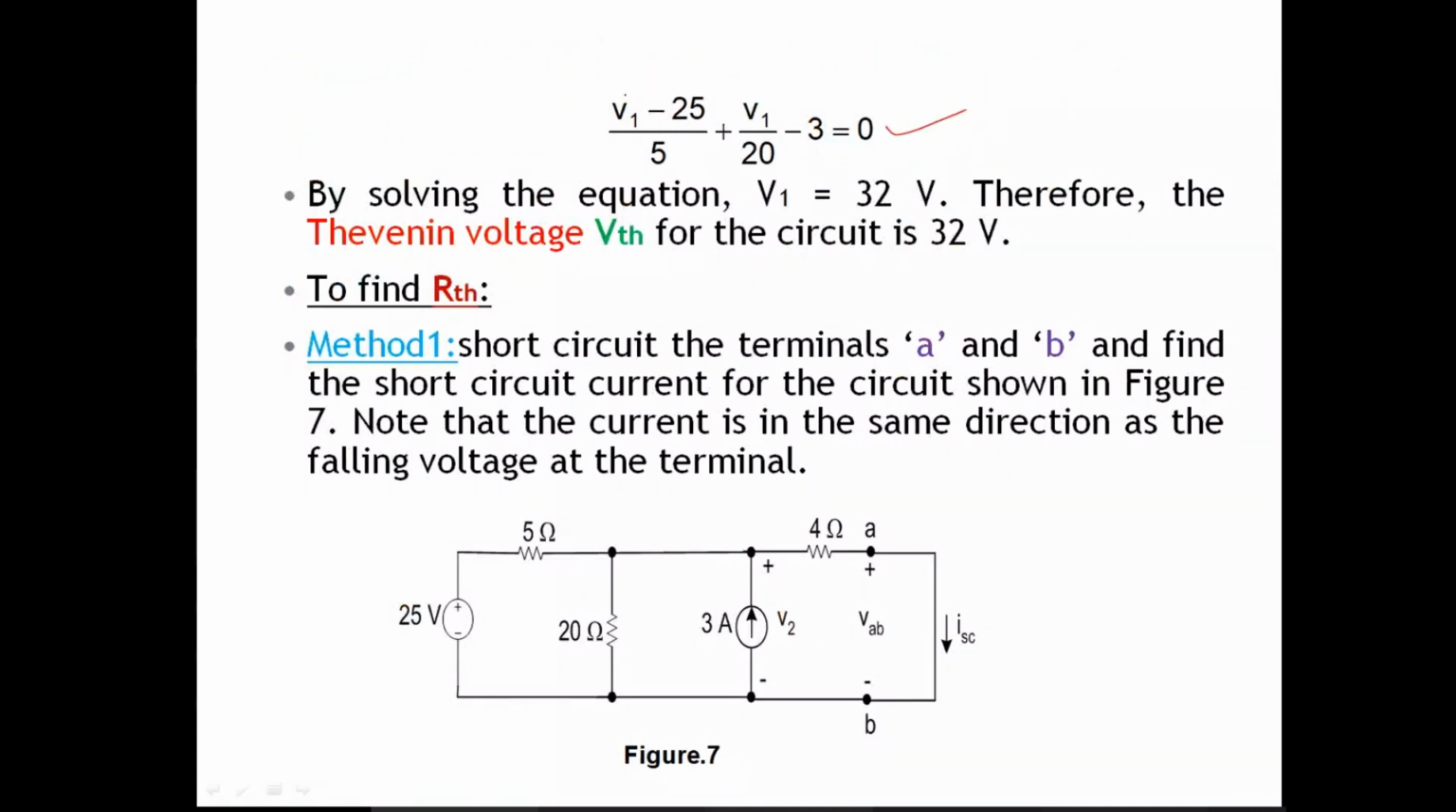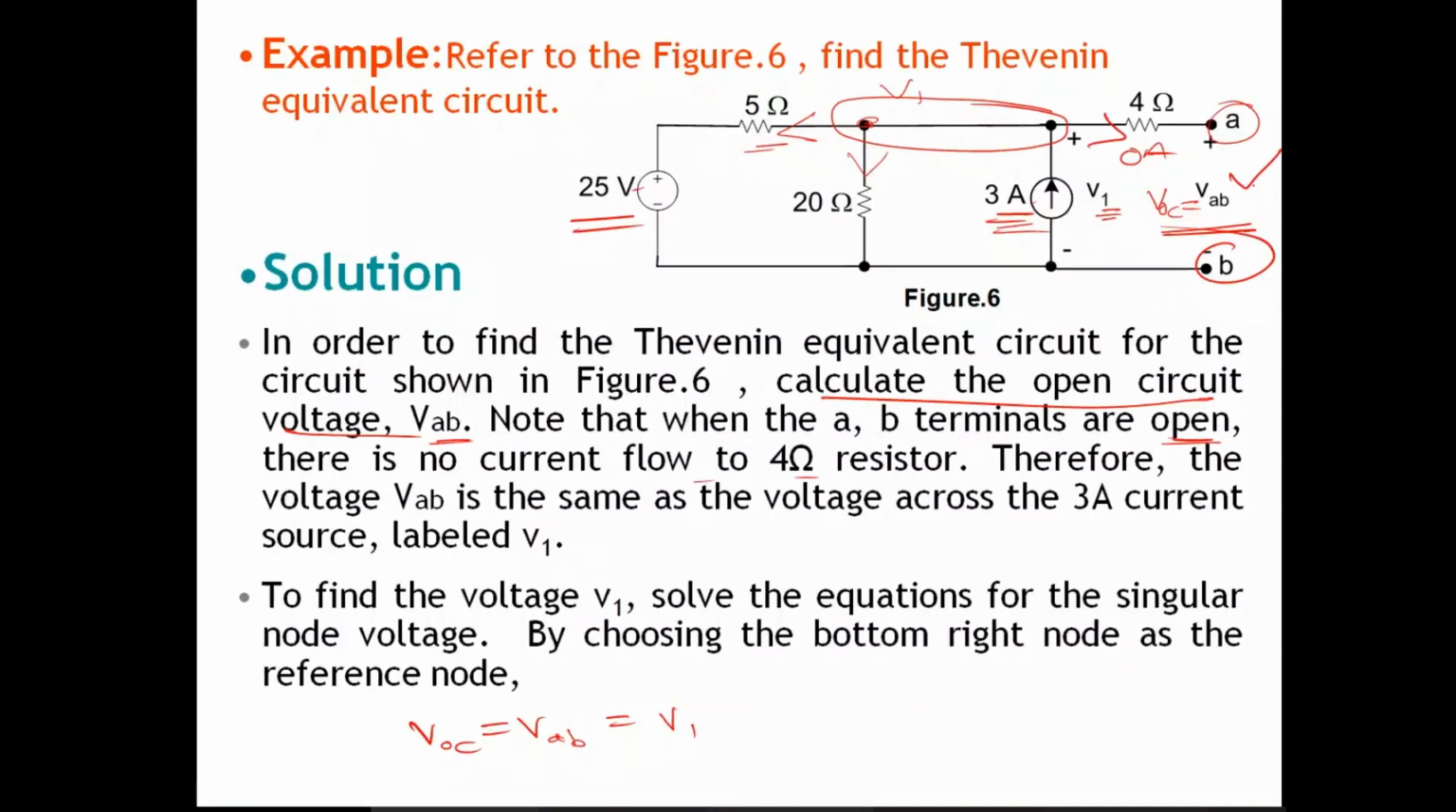In this nodal equation, we have only one variable, V1, and if you solve this equation, you will get V1 as 32 volts. This V1 we call the Thevenin's voltage VTH, since VTH is equal to VOC, which is equal to V1, which is equal to 32 volts. So this is how you calculate the first step, the Thevenin's voltage VAB across the two terminals. This is the voltage.